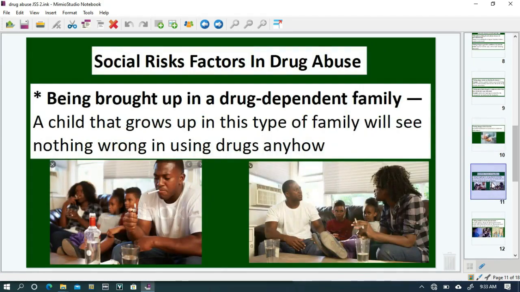Social risk factors in drug abuse. Social risk factors in drug abuse simply refer to environmental influences that can lead an individual into drug taking, leading to drug abuse. The first one is being brought up in a drug-dependent family. A child that grows up in this type of family will see nothing wrong in using drugs anyhow.